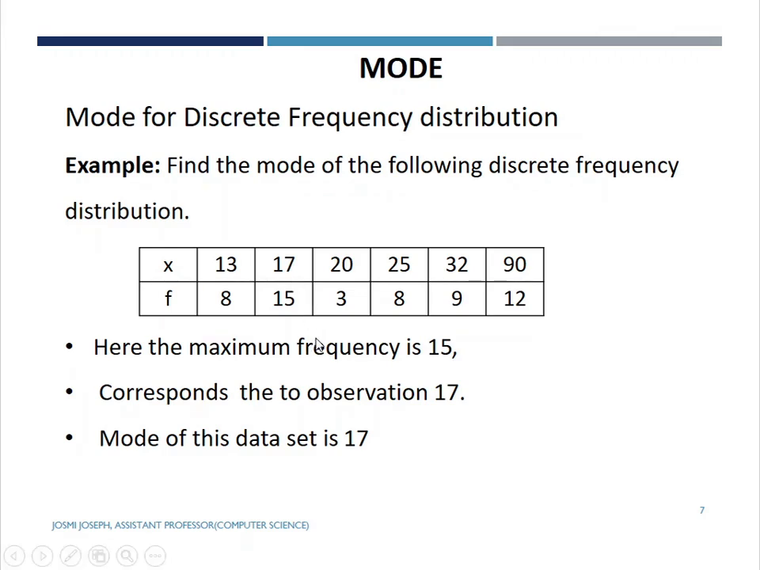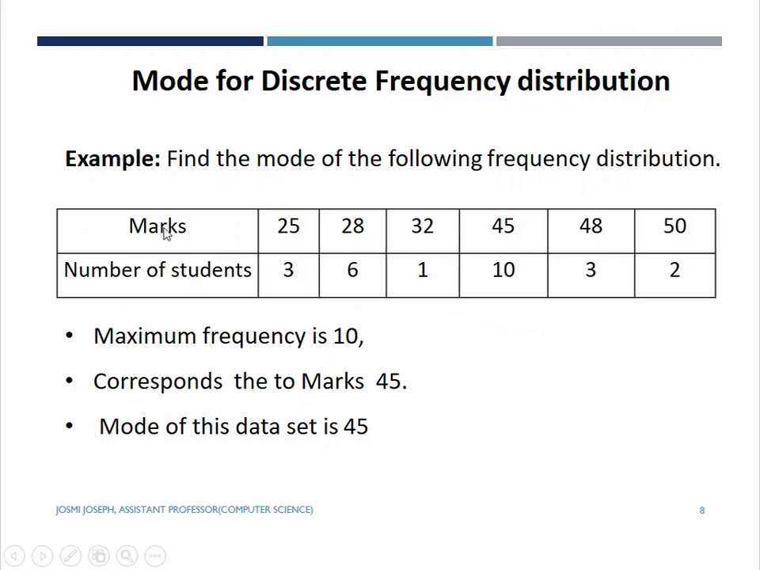Another example. Here the marks of 25 students are given, and 3 students got 25 marks, another 6 students got 28 marks, 1 student got 32, 10 students got 45 marks, 3 students got 48 and 2 students got 50 marks. To find the mode of this frequency distribution, find the maximum frequency. So here the maximum frequency is 10. Corresponding to this, the data value or the marks is 45. So the mode is 45.